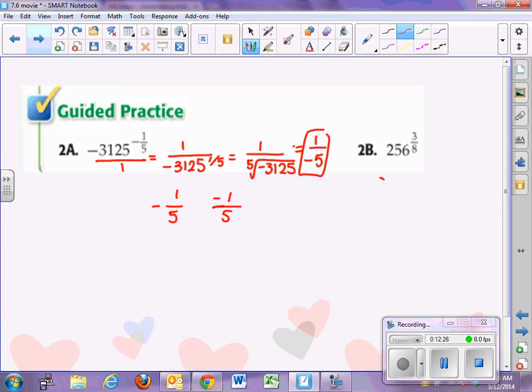256 means the 8th root of 256, and then cube it. So in your calculator, hit 8, math, 5, 256. The answer is 2. Now you want 2 to the third, which is 8. It gets much more involved, trust me.